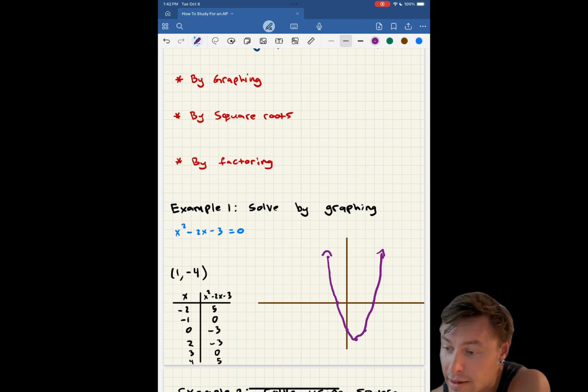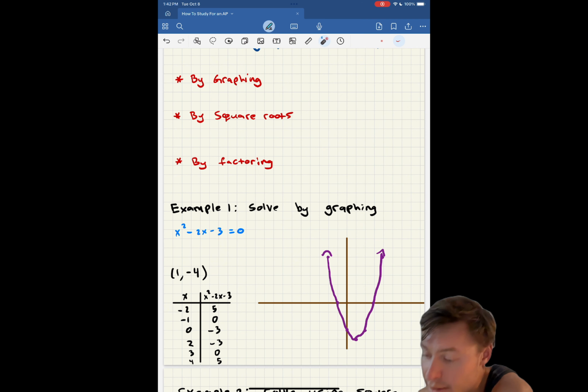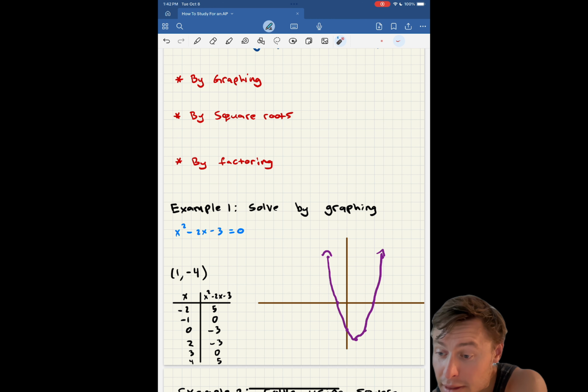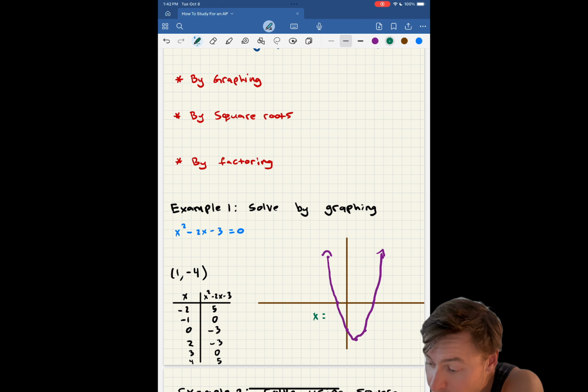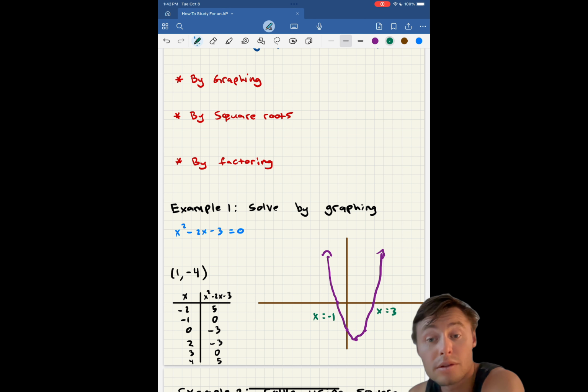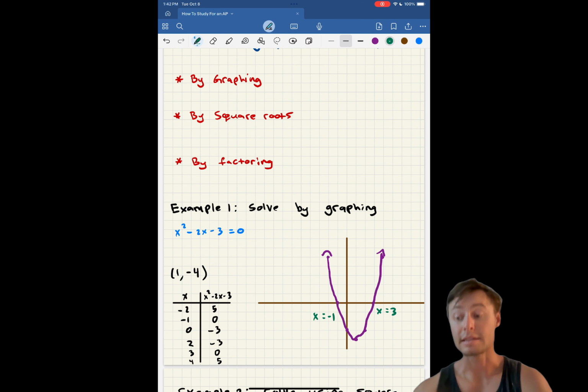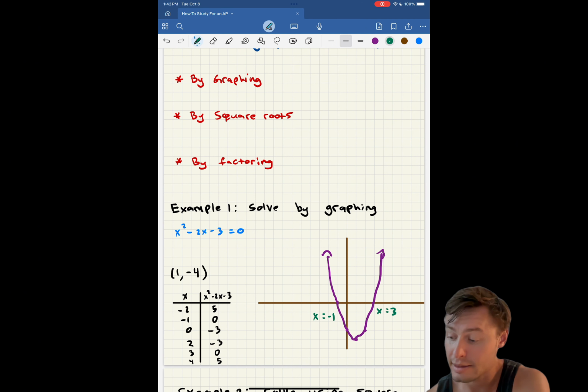And if you can see here, where does this function equal 0? Well, it equals 0 at our x-intercepts. And so that would be when x is equal to negative 1 and when x is equal to 3. So those are the values that would give me 0 when I plug them in for x. And that's how you can solve this using graphing.